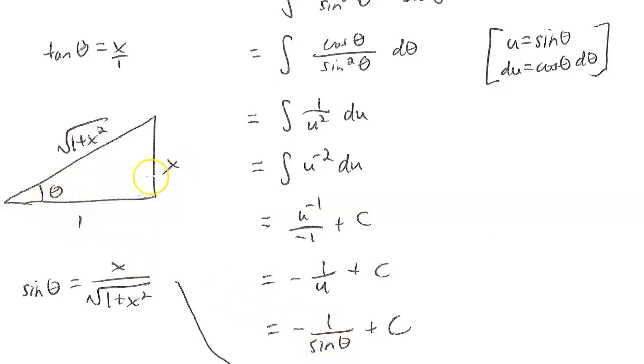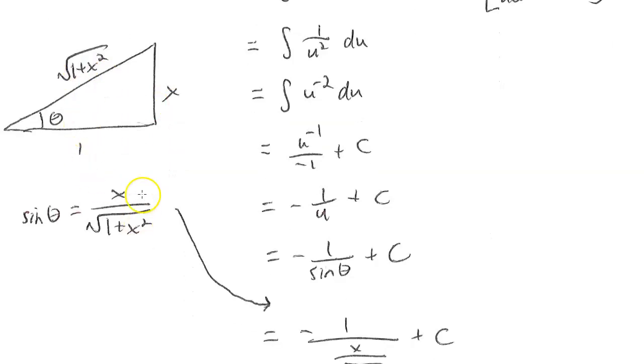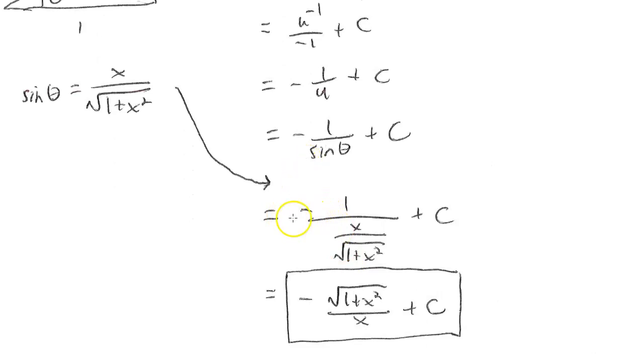Sine theta is opposite over hypotenuse, so it's x over the square root of 1 plus x squared. So that's what we have here: negative 1 over x over the square root of 1 plus x squared. Well, 1 over this fraction is like the reciprocal of that fraction, and so this is our final answer.